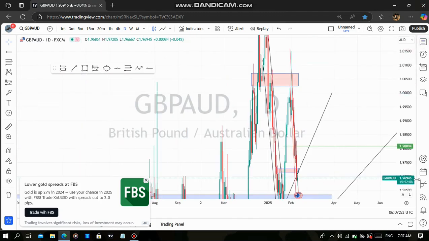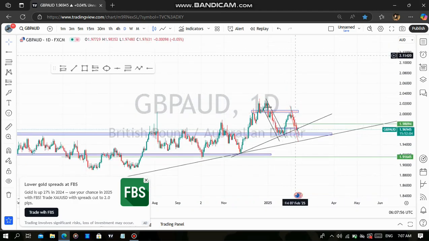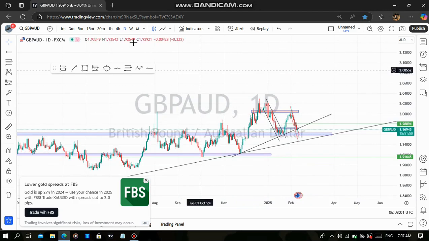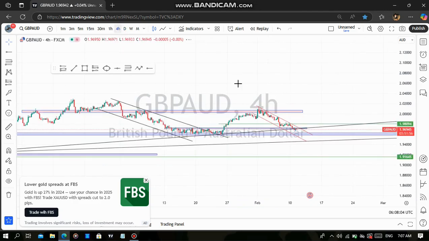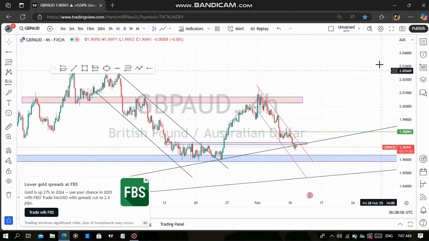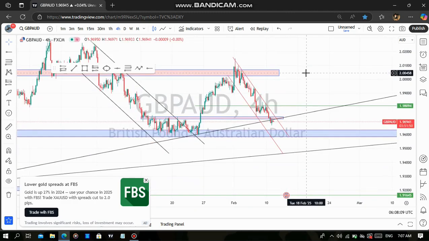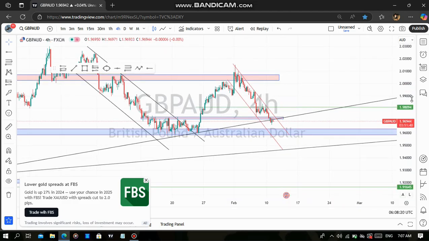Okay, nothing much on the daily time frame. On the H4, it's very simple and clear here. This market has been moving nicely in a downtrend. What is our point of interest? Let's see that in H1.